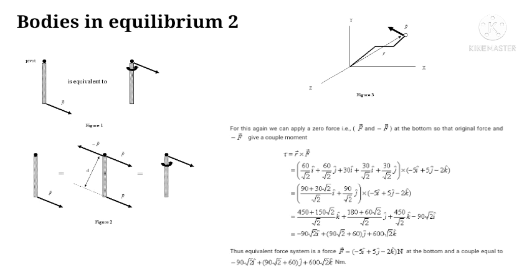Evaluating, we get the k and j and i components. Thus the equivalent force of the system F is minus 5i plus 5j minus 2k Newton. At the bottom, the couple equals 90 root 2 i plus 90 root 2 plus 60 j plus 600 root 2 k Newton meter.